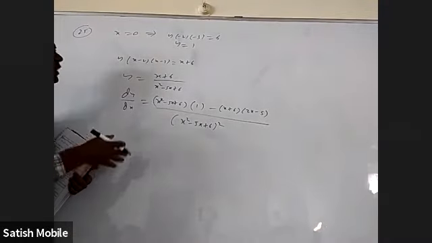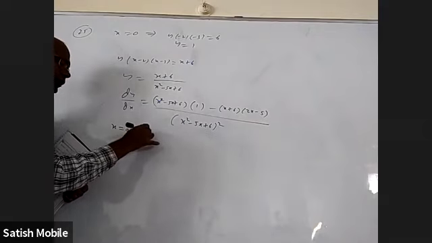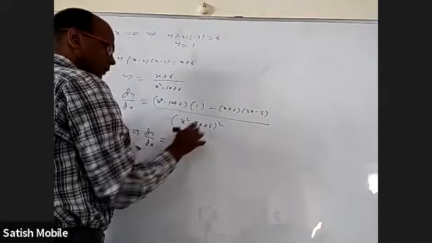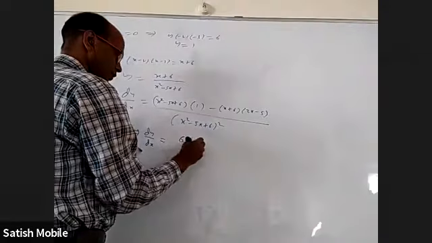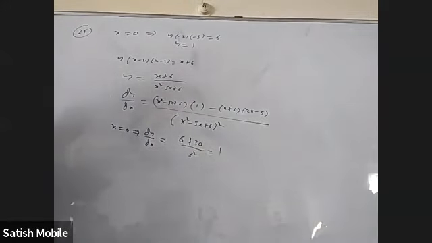You don't have to simplify because anyway we want to get x equal to 0. So when I put x equal to 0, dy by dx is equal to, this will become 6, this will become 30 by 6 square. Oh, that is exactly 1. That's it.